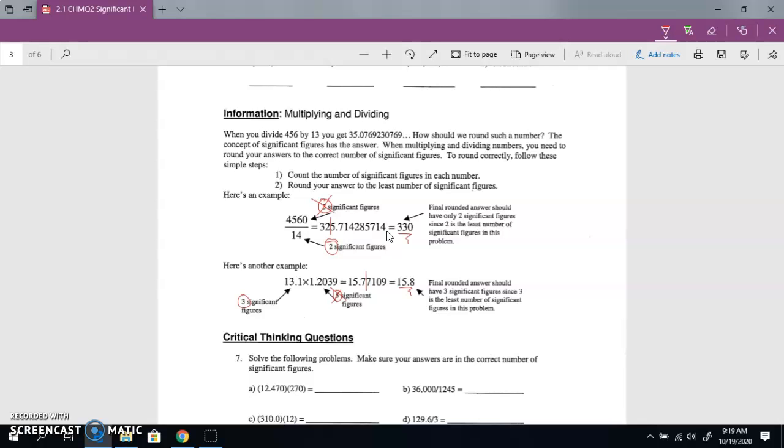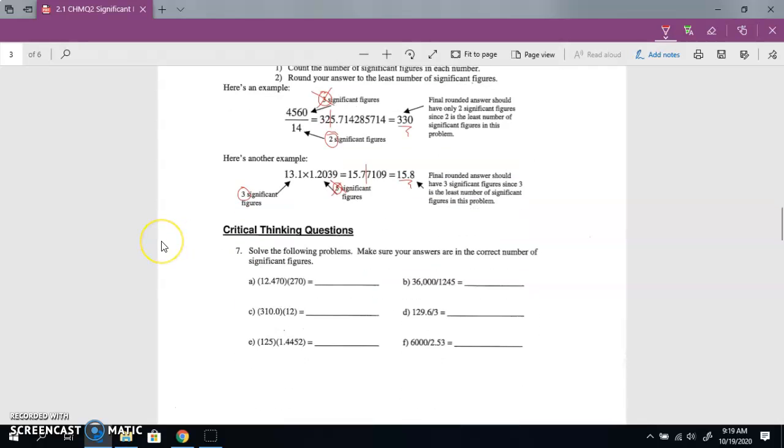Okay, final thing to think about. When you're doing these problems, I strongly suggest starting out by figuring out how many significant figures are in each of the numbers. I know that I'm going to round this final answer to 2 significant figures. So I strongly suggest that you do this step right here, and you're always rounding to the fewer number of significant figures in multiplication and division problems.